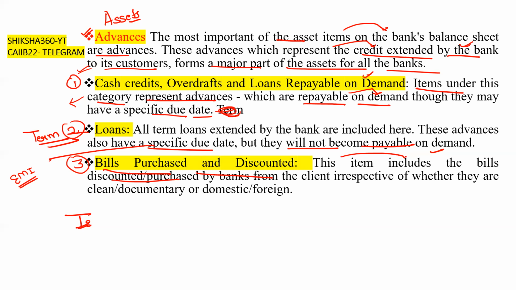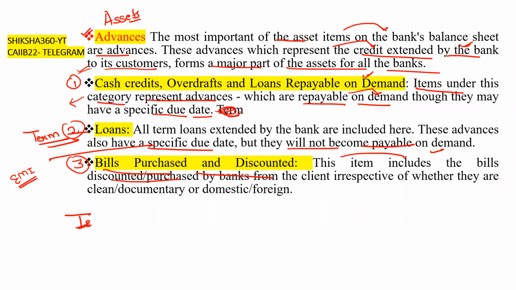So this item includes the bills discounted or purchased by banks from the client, irrespective of whether they are clean, documentary, domestic or foreign. Those come under bills purchased and discounted.